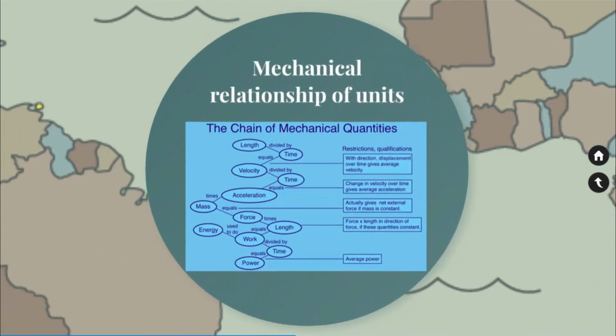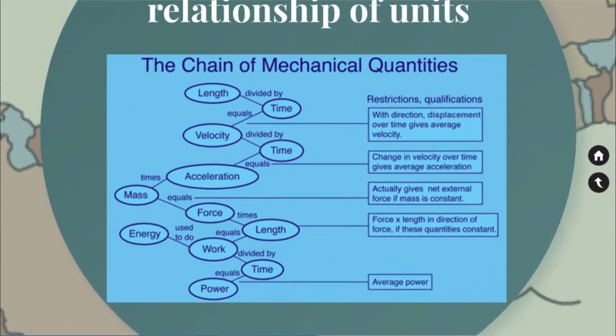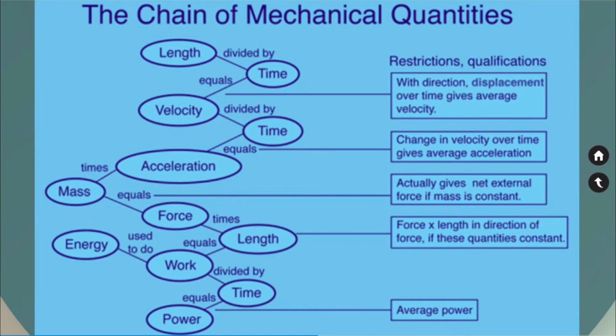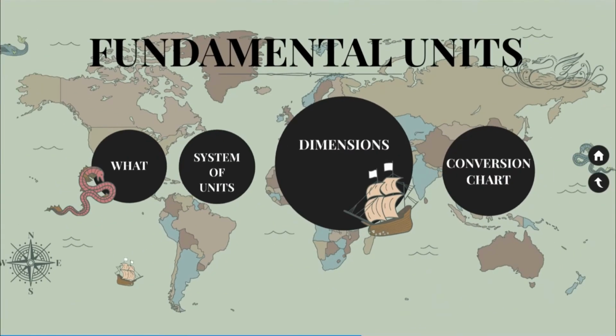This chart really shows the mechanical relationship between units. Here you can see that length divided by time equals velocity. Velocity divided by time equals acceleration. Mass times acceleration equals force. The energy used to do the work divided by time equals power.